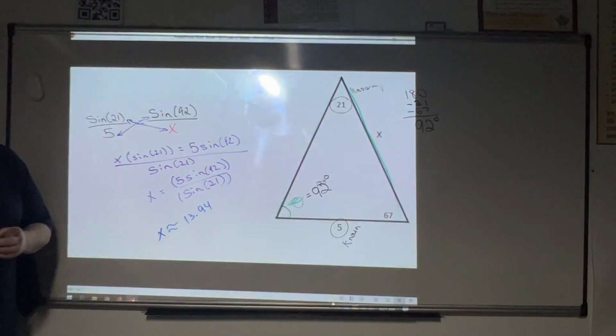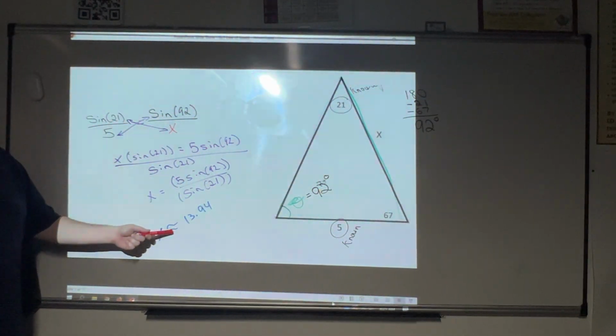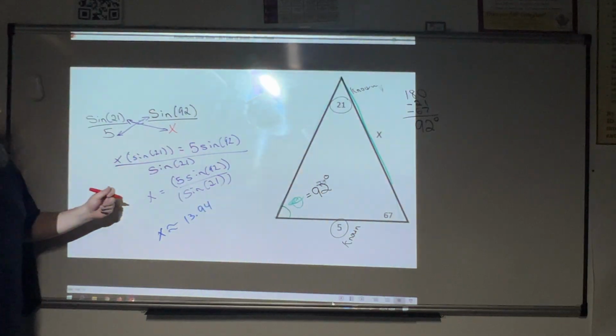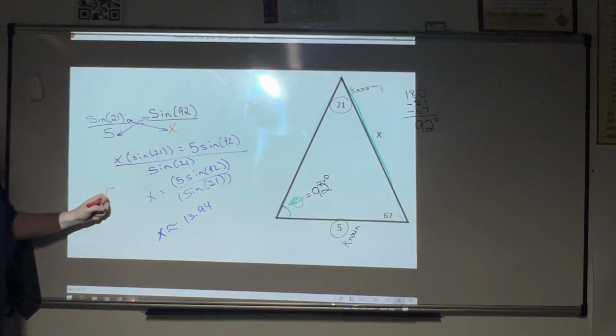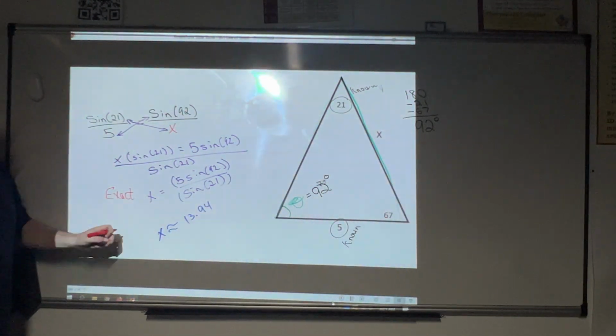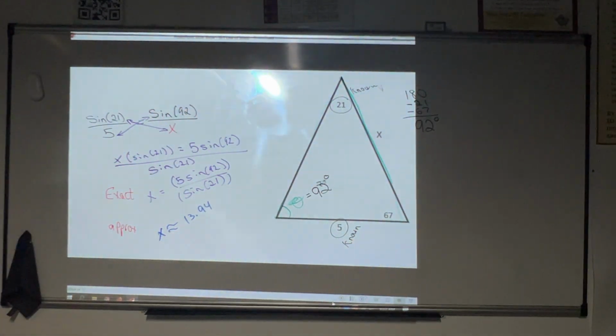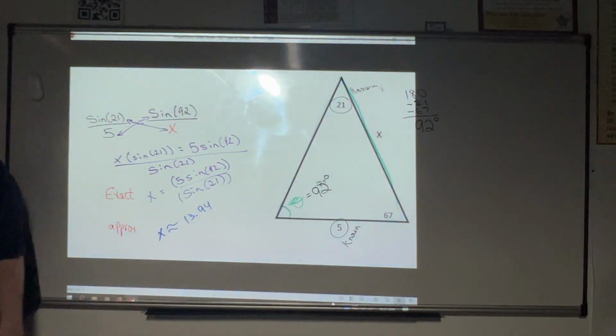Because that's the thing, it means that you're rounding. So it's not exact. This is important to know: equals means exact and approximate means rounded. I'm so tired from that drive, what are those called? Approximate. X is approximately 13.94.